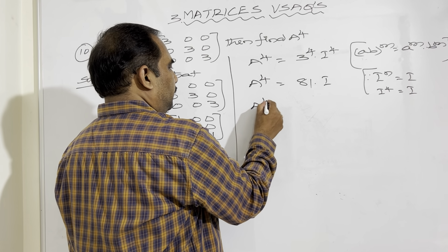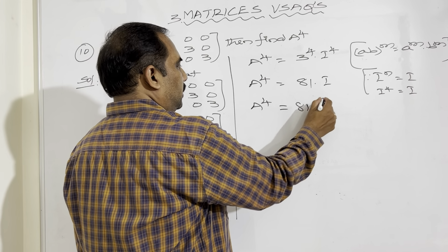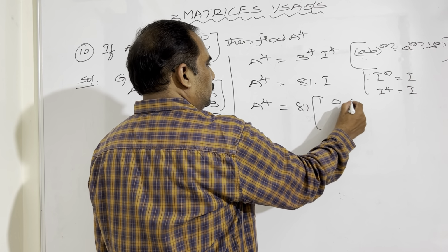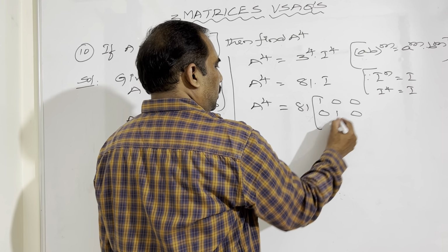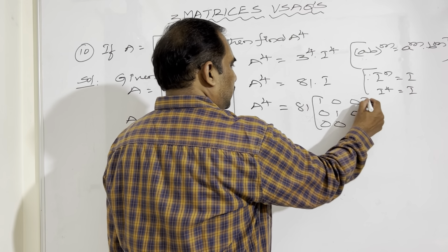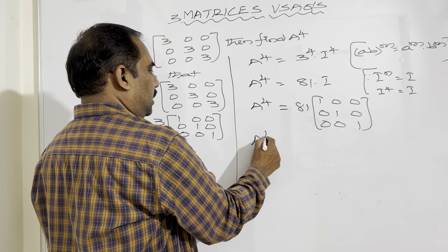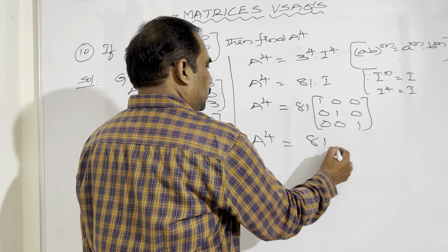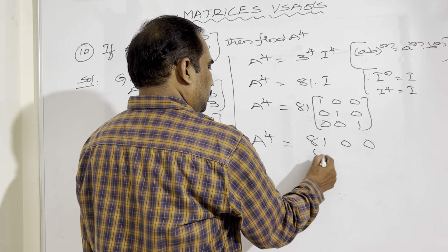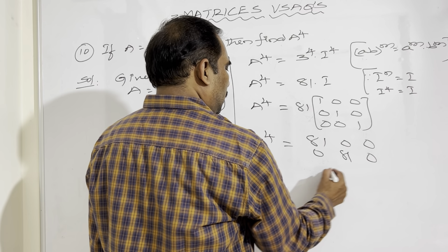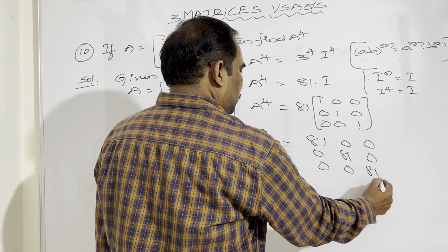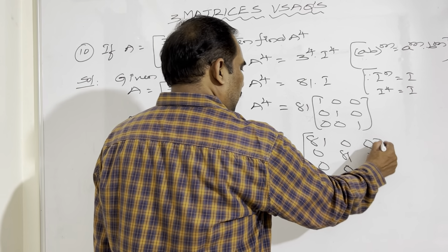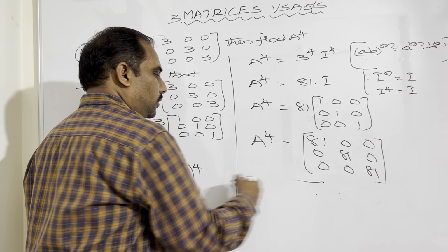So finally, if you write 81 into the unit matrix 1, 0, 0, 0, 1, 0, 0, 0, 1, then finally we can write A power 4 matrix is equal to 81, 0, 0 and 0, 81, 0 and 0, 0, 81. So like this we can find the matrix A to the power of 4.